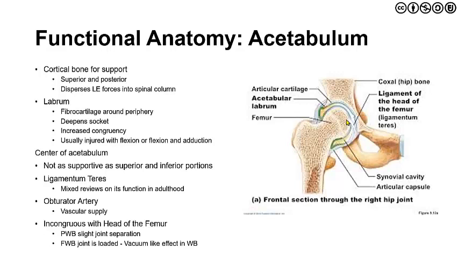All right. Finally, the head of the femur is incongruous when we're in partial weight bearing. Okay, there's slight joint separation. When we're in full weight bearing, though, the joint is loaded, and there is almost a vacuum-like effect in weight bearing, such that it makes the joint a very stable structure.